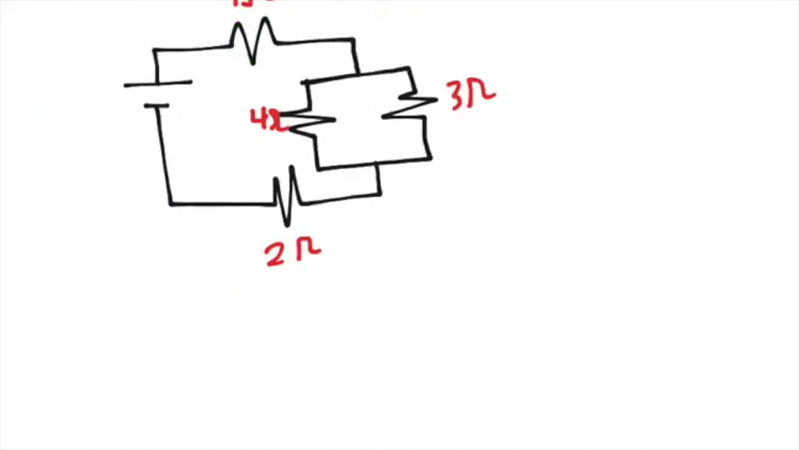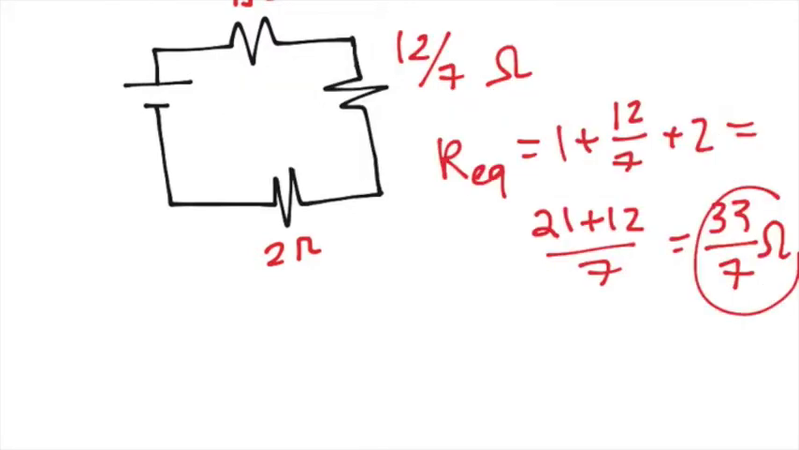So I'm just going to quickly calculate the equivalent resistance for this circuit, and I'm going to skip explaining this because I've explained it in a couple of other videos, but I'll write my work on the slide. So I just found that the equivalent resistance is 33 over 7 ohms, and now I'm just going to plug that into Ohm's law to find the current.